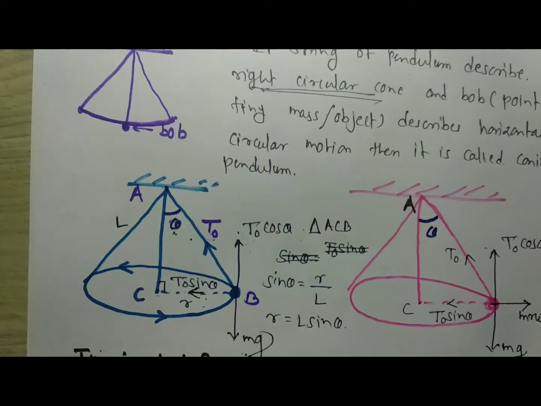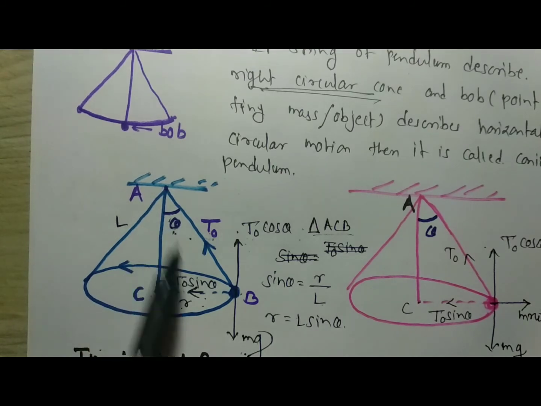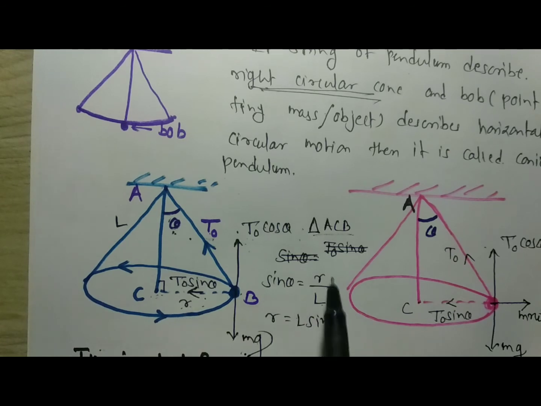Once again I am repeating that inside triangle ACB, BC is the side, the radius of the horizontal circle, considered as r, and L is the length of the conical pendulum, the hypotenuse. Sin theta is the opposite side BC, the small r, divided by L, and therefore sin theta equals r divided by L, and r is equal to L sin theta.